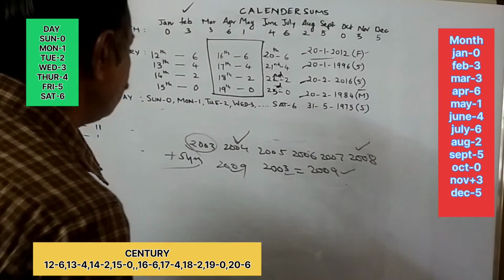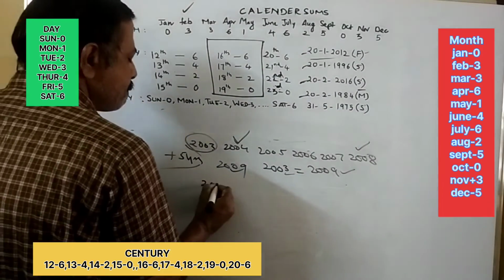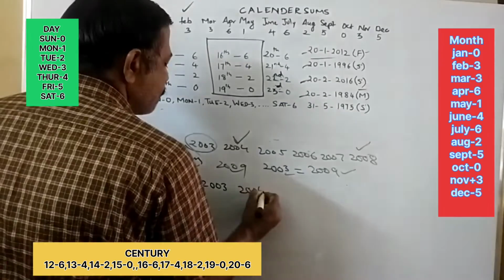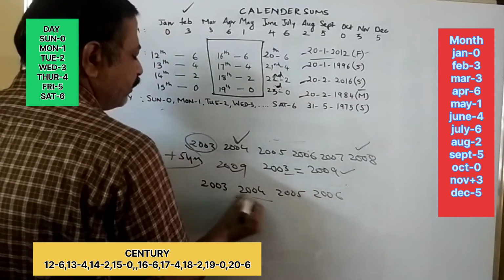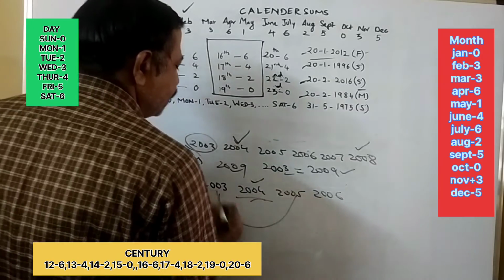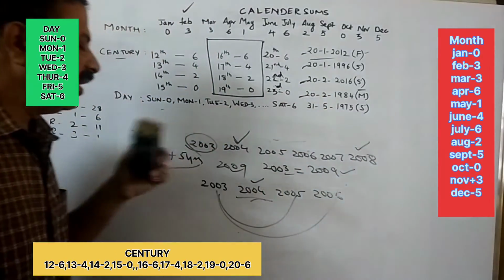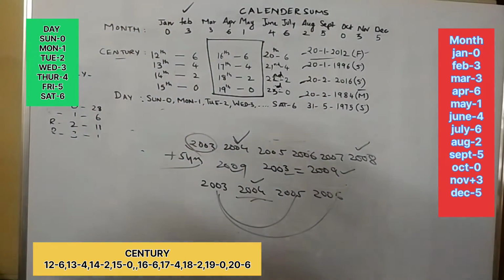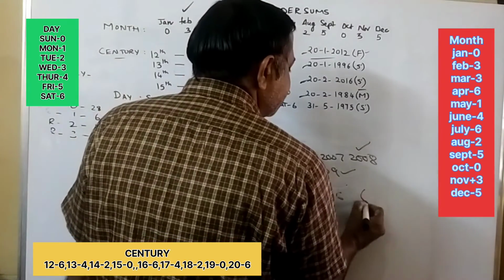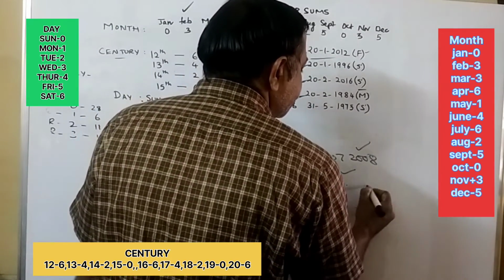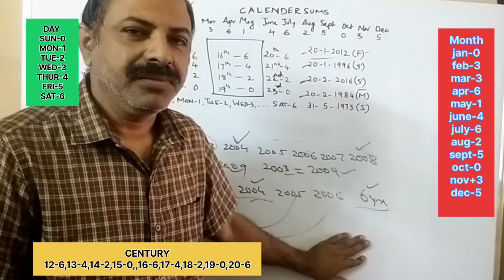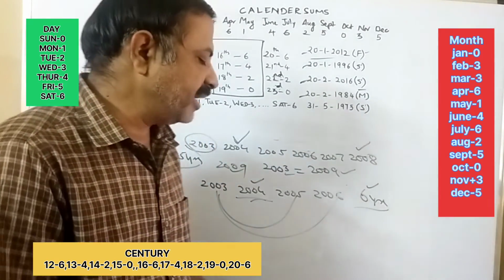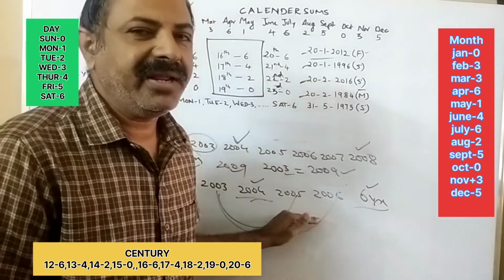And if there is 1 leap year between any 2 years, the calendar repeats itself after 6 years. So hope you understood, dear students, a little bit more clearly.